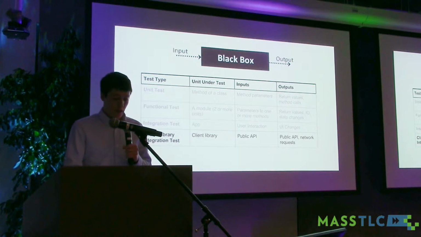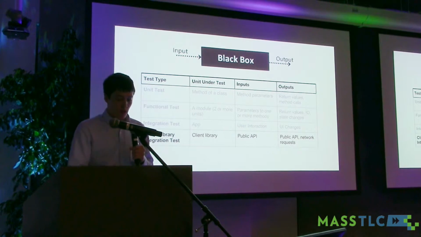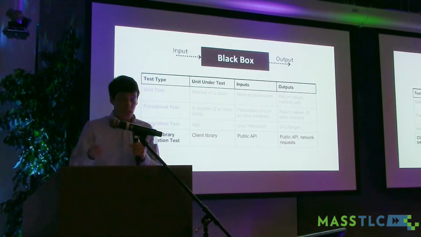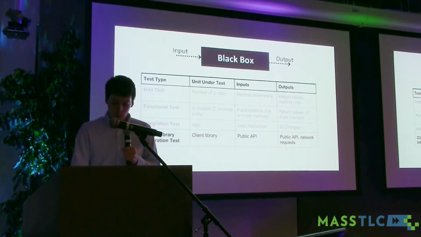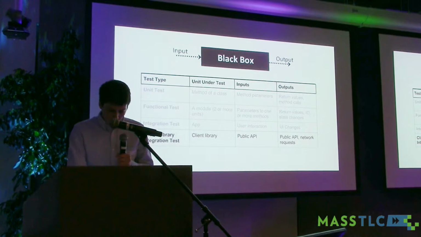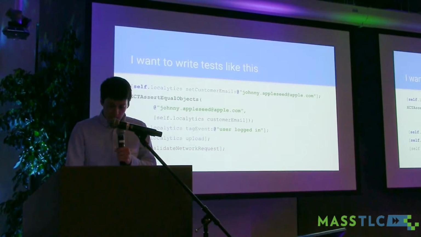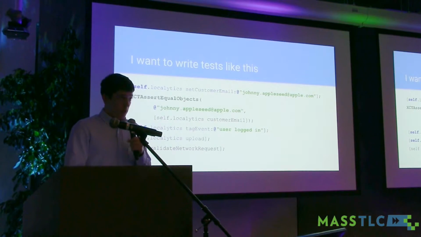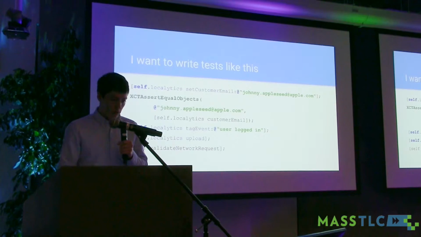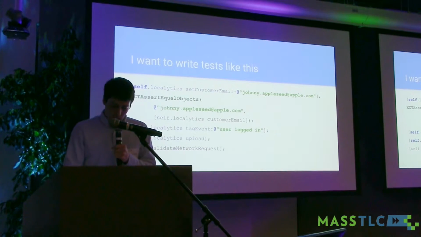So what we want to define in our integration tests, we have our whole client library inside the black box, inputs coming in from the public API, and then the outputs are those network requests as well as the public API, because you can pull some information out of it. So with that situation, this is how I want to be able to write a test. I'm using an Objective-C iOS example here. We also do Android as well.